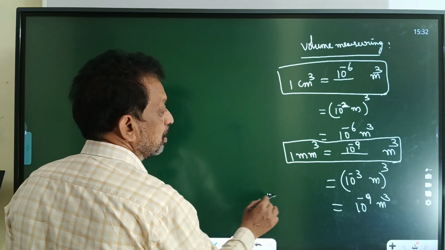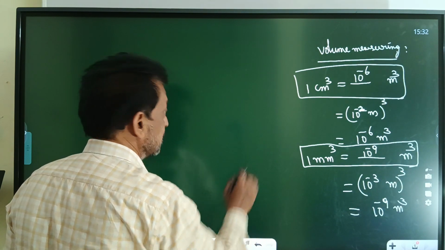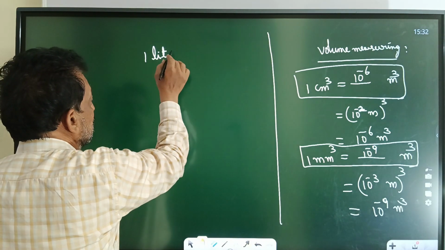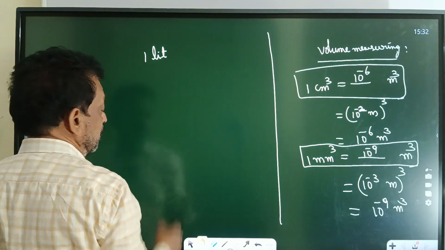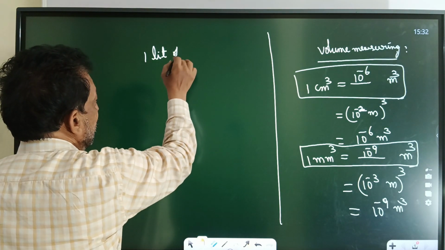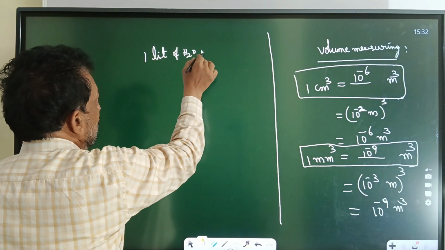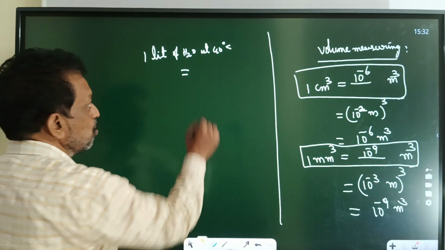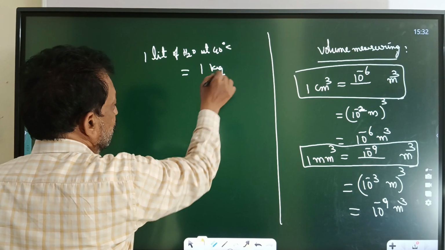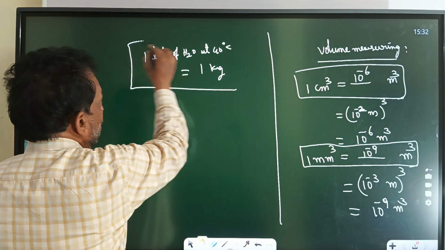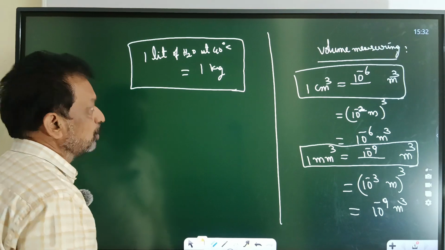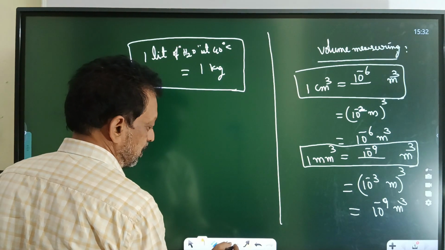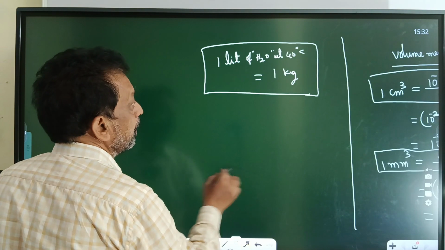And one more most important is 1 liter. 1 liter of H2O at 4 degrees centigrade gives you 1 liter volume is equal to 1 kg. So this is also volume in terms of mass, it's for water. So this is very, very important in gases, expansion of gases.